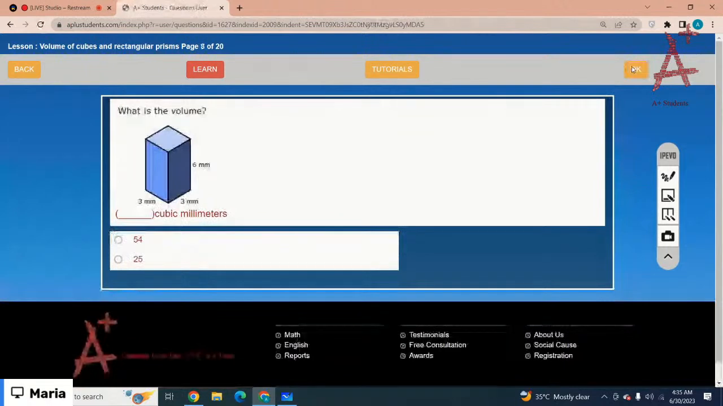Okay, what is the volume? The volume is length times width times height. So you have to do 3 times 6, 6 times 3 is 18 and 18 times 3 is 54. So the correct option is 54.